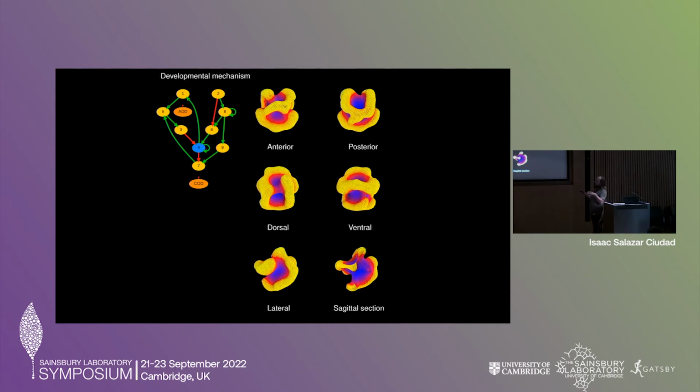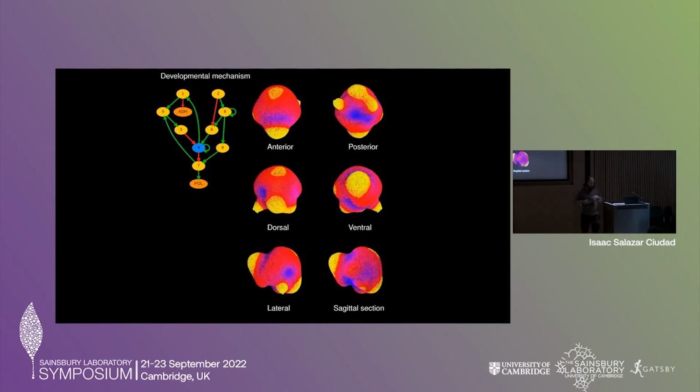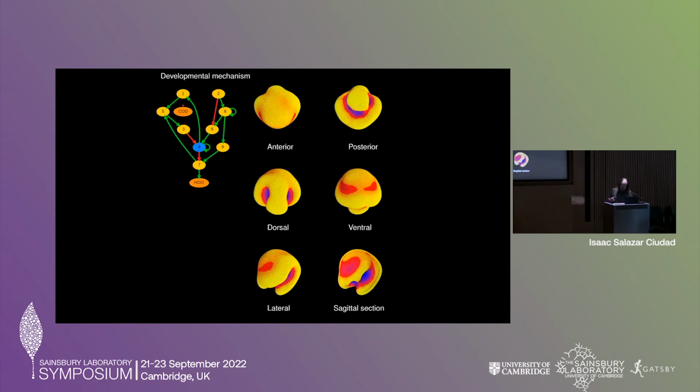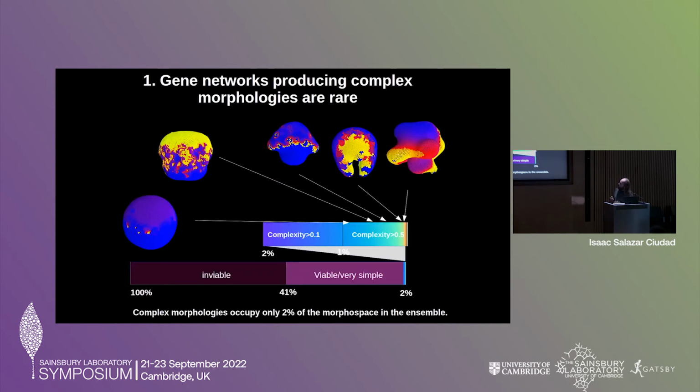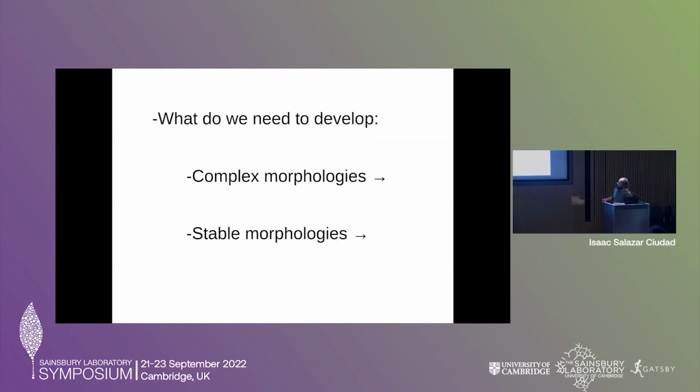The color is just to see the morphology a bit better. I'm not plotting gene expression. Okay, so we get plenty of them. So now we want to understand, in this situation, most of them are, of course, not very complex. Complex ones are rare, and the complex and robust ones are really rare. In a way, making complex morphologies, however, is kind of easy.